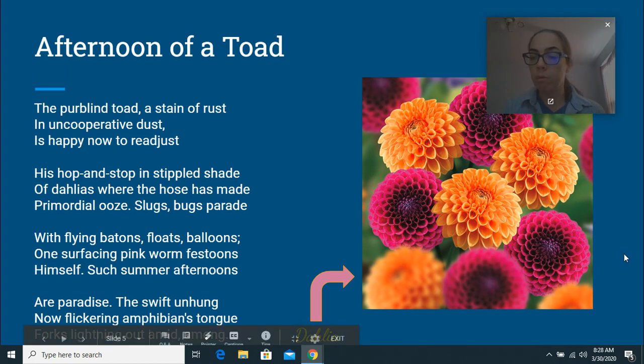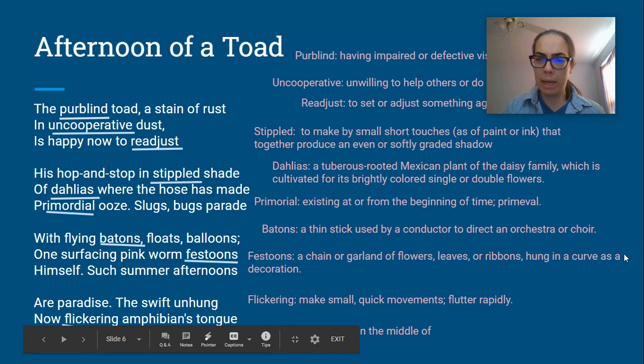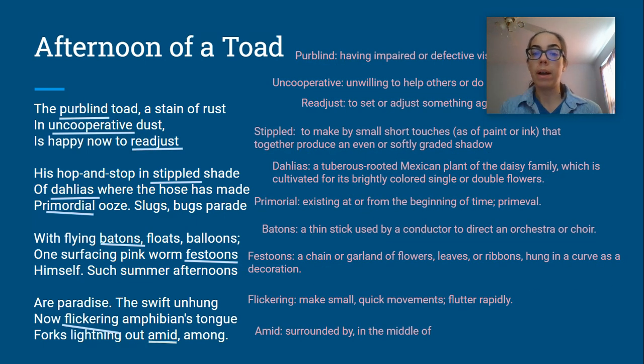Okay, so go back. Sorry. I have got all of the definitions here for all of these words because this is a very tiny poem, and half of the words you may have never heard of before. You may not know what festoons means. I didn't know what festoons meant. Now I know. So purblind means having impaired or defective vision.